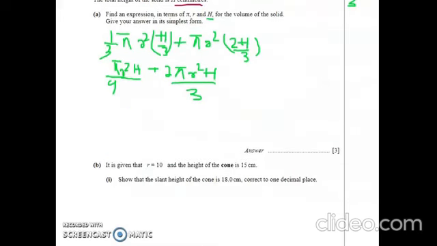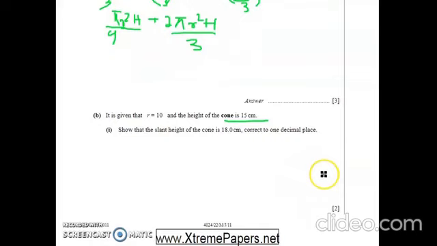It is given that r is 10 and height of the cone is 15. They have only given the height of the cone. Show that the slant height of the cone is 18.0 centimeters. So let's say this is our cone. Let's draw it over here. Now, the height is 15, the slant height we need to find, and the radius is 10.